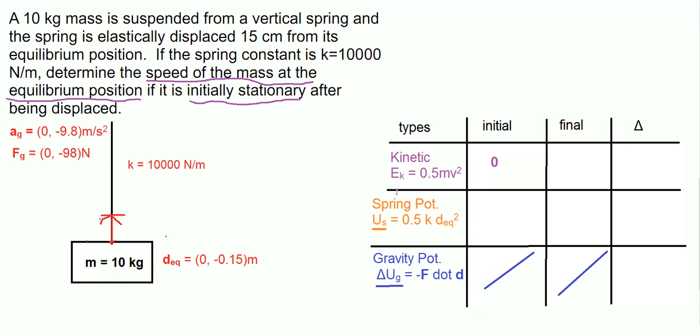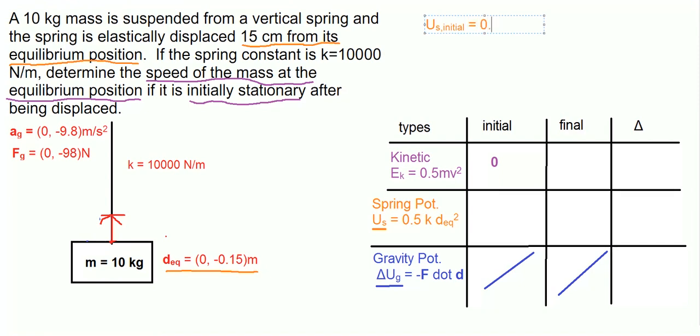Now, for spring potential, you're told a couple of things. First of all, you are told that we start out at the very beginning displaced 15 centimeters from our equilibrium position. In other words, our initial displacement from equilibrium is 0.15 meters downwards. All right, so with that, we can actually find the initial spring potential. I'm going to do this up at the top just so we've got space for it.